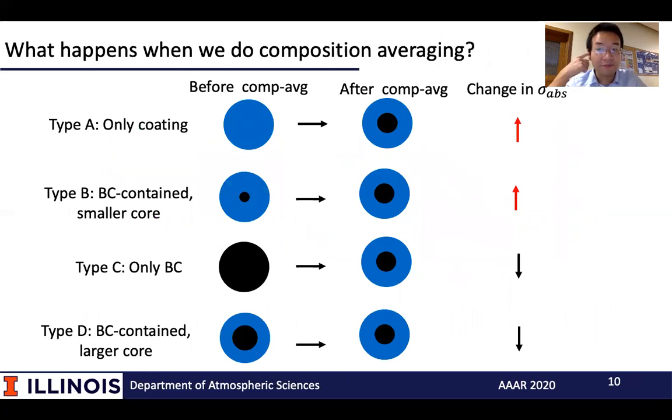In order to understand what happens when we do composition average, we summarize four conditions. For type A and type B, after composition average, we can see a larger core, which results in an increase of the absorption cross-section. For type C and type D, the decreasing core will lead to a decreasing absorption cross-section. So the total absorption ability of the population is determined by how many particles have a larger core and how many particles have a smaller core.